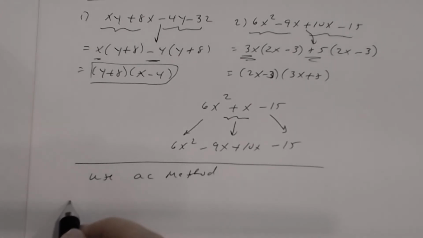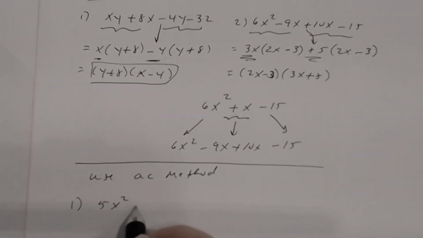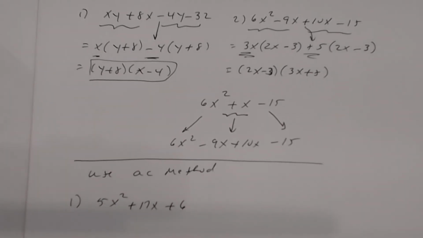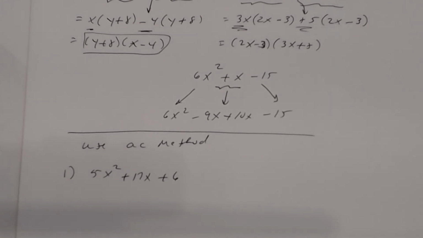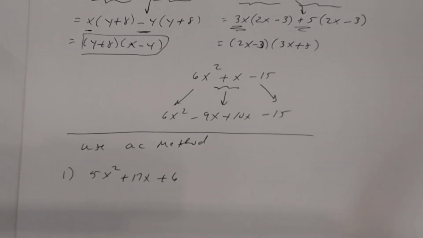Okay, so let's look at number 1. Let's suppose number 1 we had 5x squared plus 17x plus 6. Now again, you have trial and error, and now you have the AC method. So you have two tools in your box to help you with factoring.